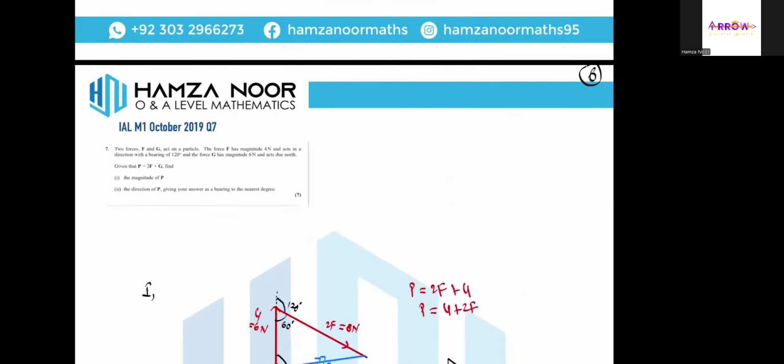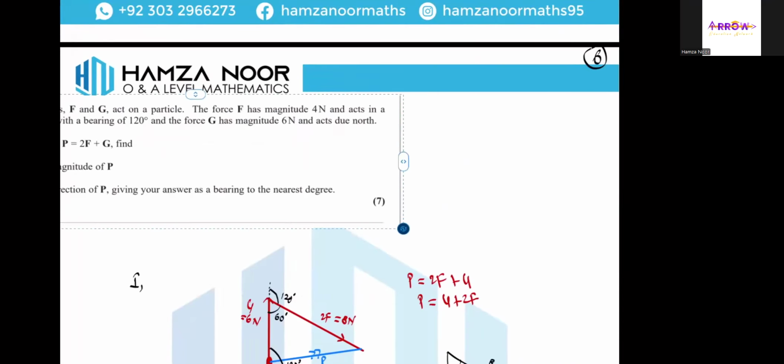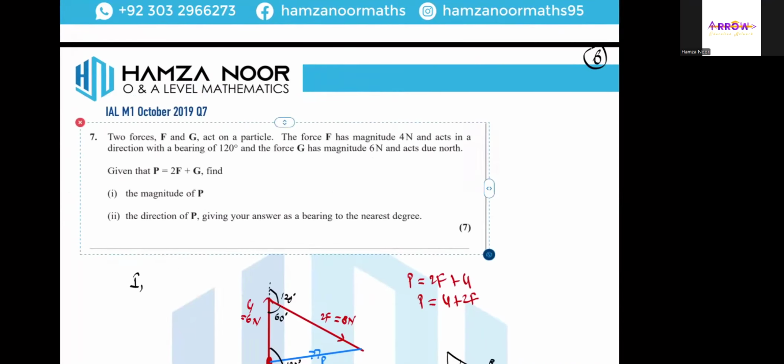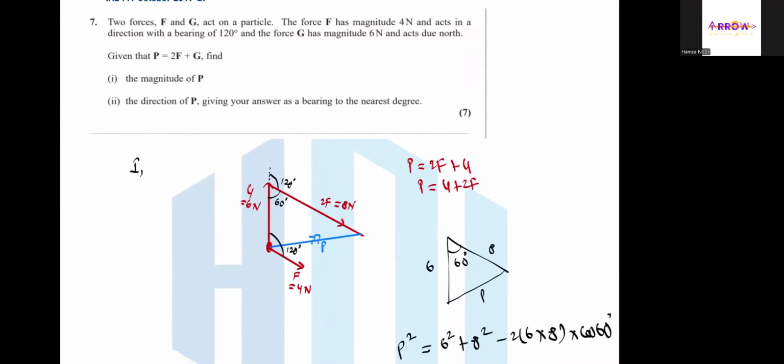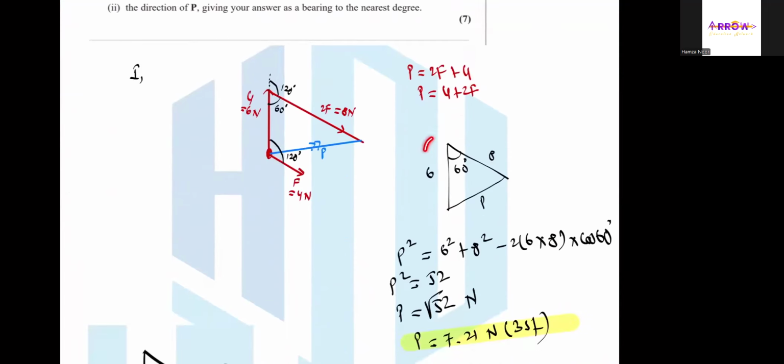So this is basically the idea. Now I'm going to enlarge the picture of the question over here. So I hope you understand what I am trying to convey. So P is equal to 2F plus G, or you can say P is equal to G plus 2F. Same thing. Okay, so we have a triangle in which the third side is P.